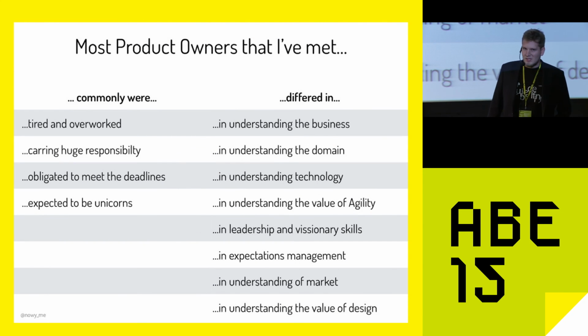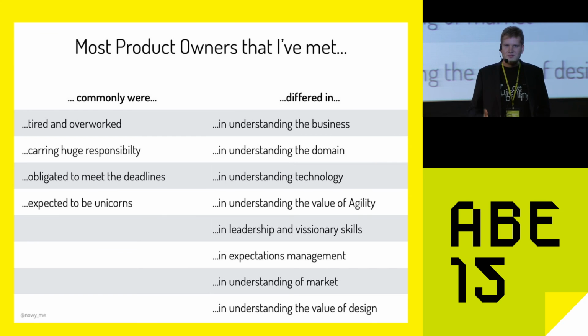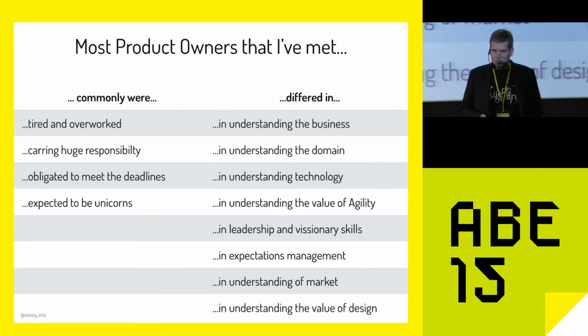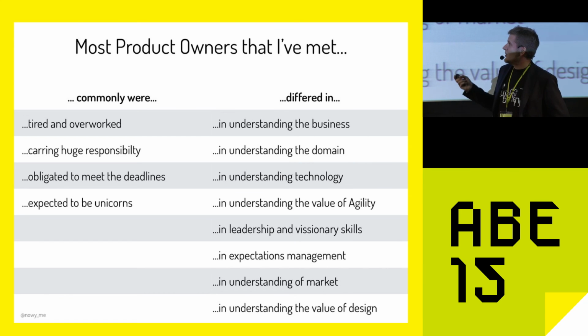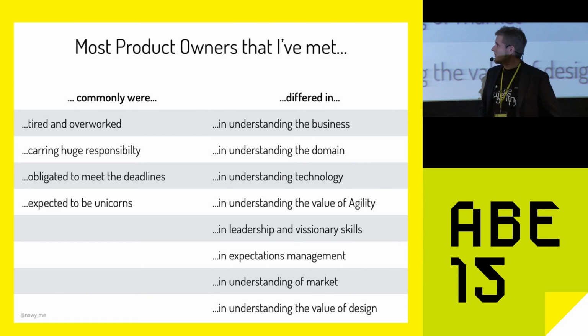To be honest, I haven't met two similar product owners. Everyone was different. What was similar to all of them was that they were carrying a huge responsibility for a product. They were obligated to meet the deadlines because the business made them always meet the deadlines. And they were expected to be unicorns. They were expected to know everything. Business wanted them to know everything. Developers wanted them to know everything, but they didn't.